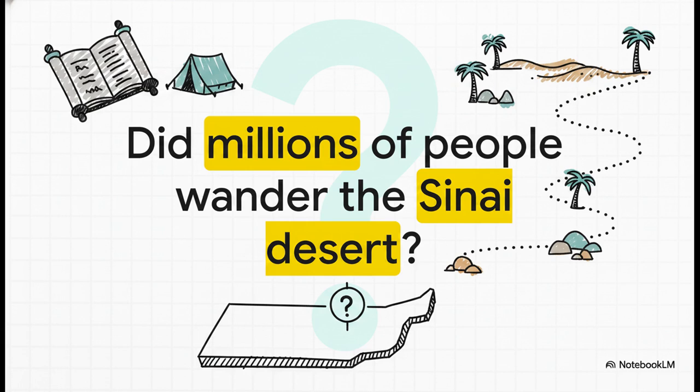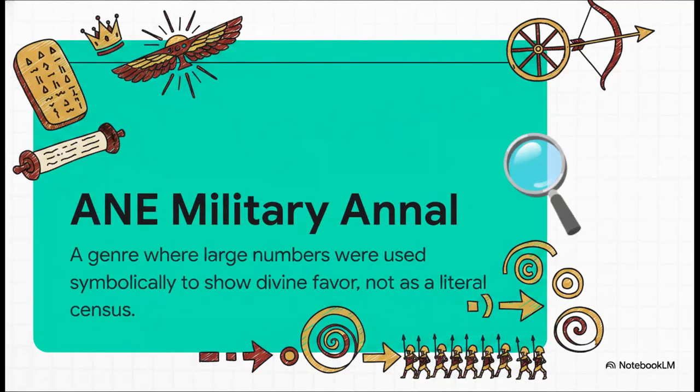But what if we're not even supposed to read it that way? Well, what if it's not a modern census at all? The argument here is that this text actually fits perfectly into a genre called an ancient Near Eastern military annal. In that kind of writing, huge numbers weren't about a literal head count.